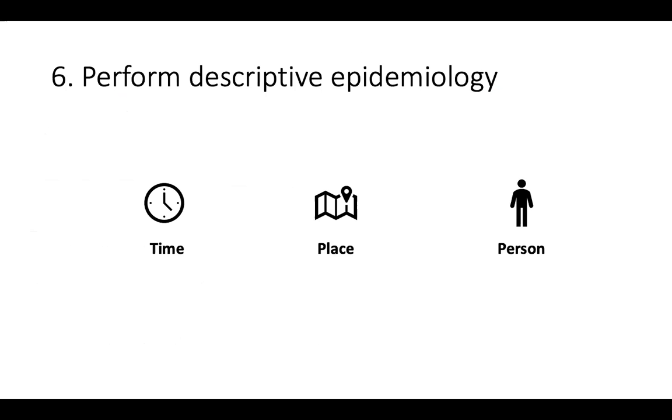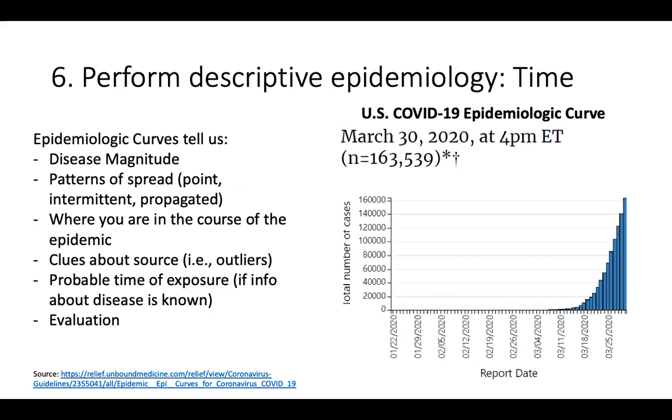And we usually do it with respect to time, place, and person. With respect to time, this graph on the right shows you the epidemiologic curve for COVID-19 in the United States as of March 30th. And what I can learn from this graph is the magnitude of disease. So I'm looking on the y-axis of cases, and you can see that it's over 150,000. And I can also tell that there's no plateau, there's no peak. So it's still increasing. That's really informative.